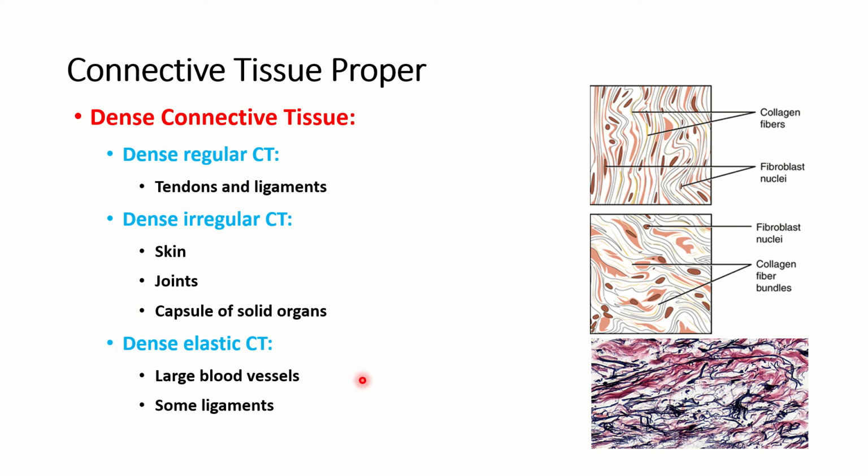And dense elastic, it has a lot of elastic fibers, these dark fibers that you see. These are elastic fibers. They are wavy, they are thin. They are seen in the large blood vessels, for example, in the aorta, so it can expand and reduce the size or diameter of it. You see it in some ligaments. Also, you see it in male genitalia, like the penis.